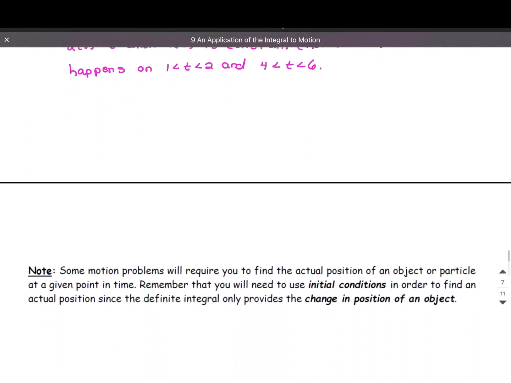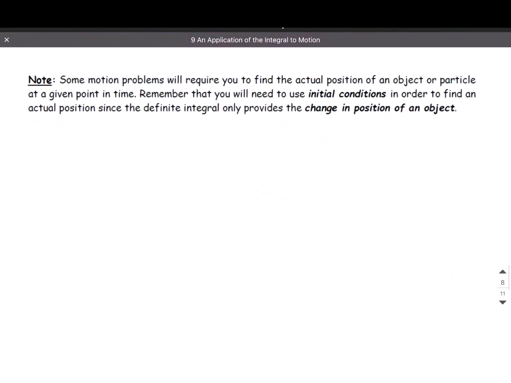All right, just a reminder here before we go to the next problem. Some motion problems will require you to find the actual position of an object or particle at a given time. Remember that you will need to use the initial conditions in order to find the actual position, because the definite integral only provides the change in position. So the integral is the change in position of the object, or the displacement. But if we add an initial condition, that gives us the actual position.